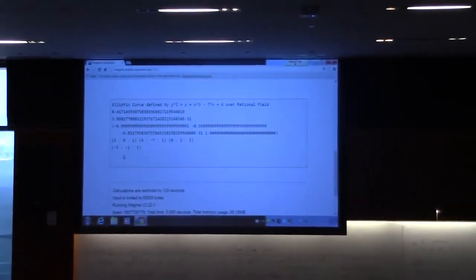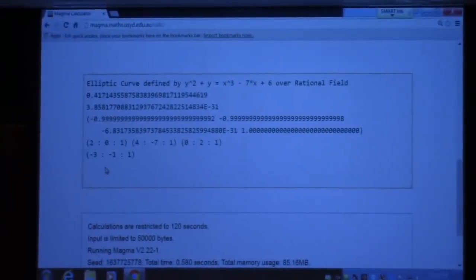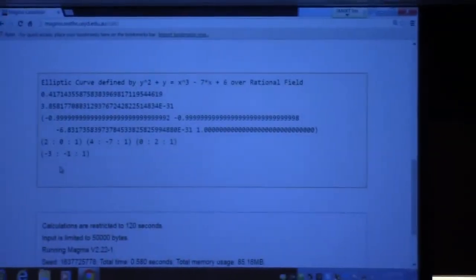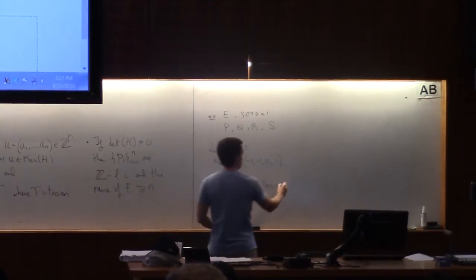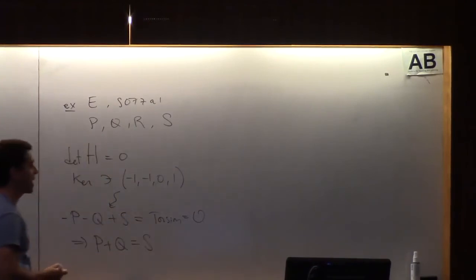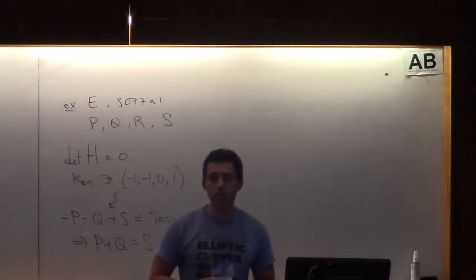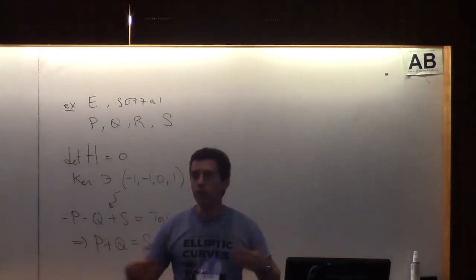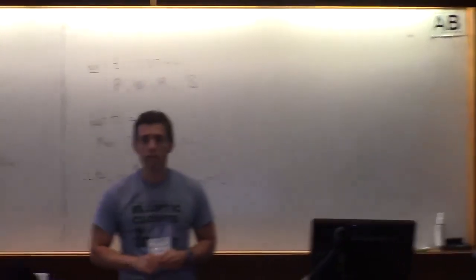Okay, so I figured out then, this tells me that minus P minus Q plus S is torsion, but there is no torsion here other than O, so it has to be O. And that tells me then that P plus Q is S. So that minus 3 minus 1 is P plus Q. Okay? And that you can read off the kernel of your regulators.